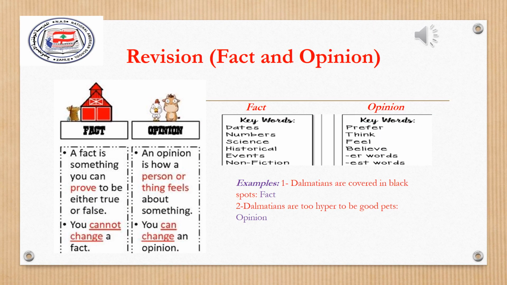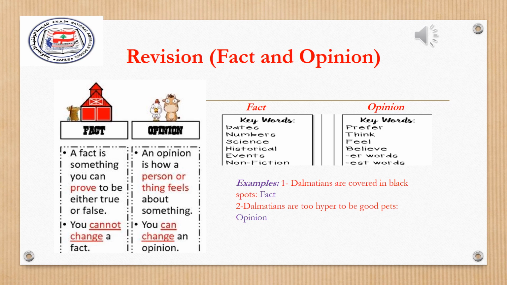Before we start reading, let's review how we can differentiate between statements of fact and statements of opinion. A fact is something you can prove to be either true or false. And remember, you cannot change a fact. But an opinion is how a person feels about something. You can change an opinion.